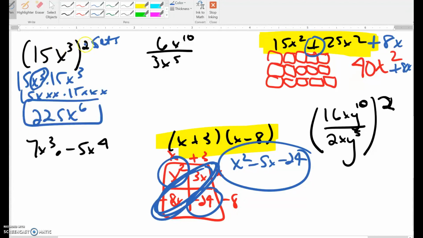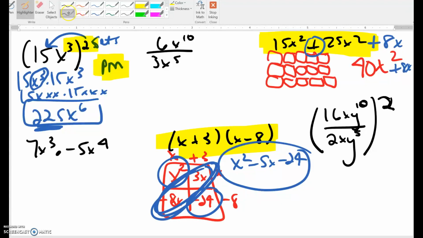Now, if you want to memorize a rule, numbers are normal, so 15 squared, that's going to be okay. But a power to a power, the little mnemonic is PM, like post meridian. So when it's a power to power, you multiply these. All right, let's look at the next one. Again, division, let's just write it out.